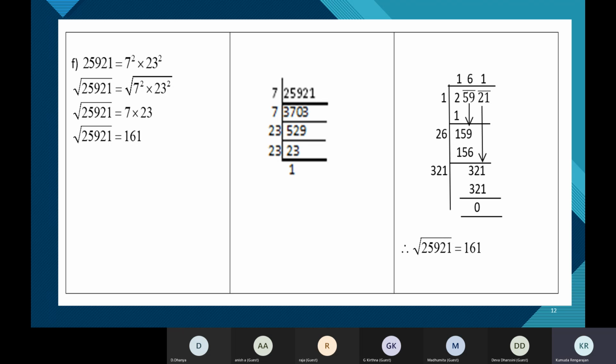But 27 won't work, because if it were 27, then the number would be divisible by 3. 27 is not a prime number, right? You cannot take 27, because if the number is divisible by 27, then it would have been divisible by 3. So it cannot be 27. Then it has to be 23. And that's how it works. So 23 into 23. Otherwise, you have to keep going.